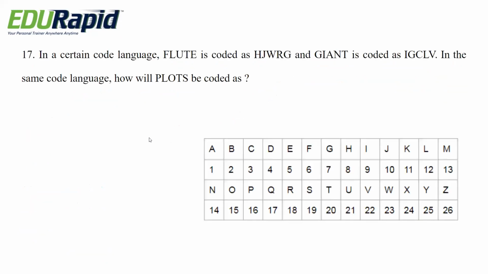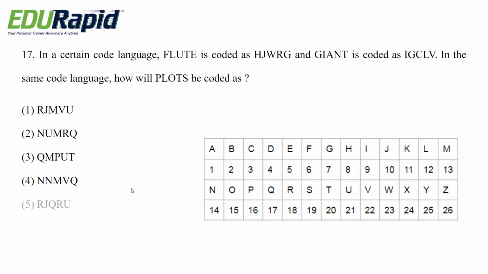Next question. In a certain code language, FLUTE is coded as HJWRG and GIANT is coded as IGCLV. In the same code language, how will PLOTS be coded? Options are RJMVU, NUMRQ, QMPUT, NNMVQ, RJQRU.